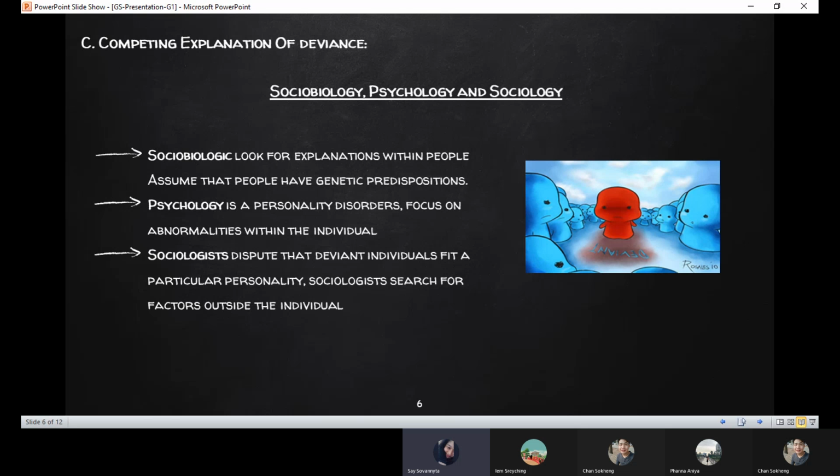The second explanation of deviance is physiology. It also focuses on abnormality within the individual, which is personality disorder. The view is that personality disturbance causes an individual to violate social norms. Their supposition is that deviant individuals have deviant personalities and that subconscious motives drive people to deviance.